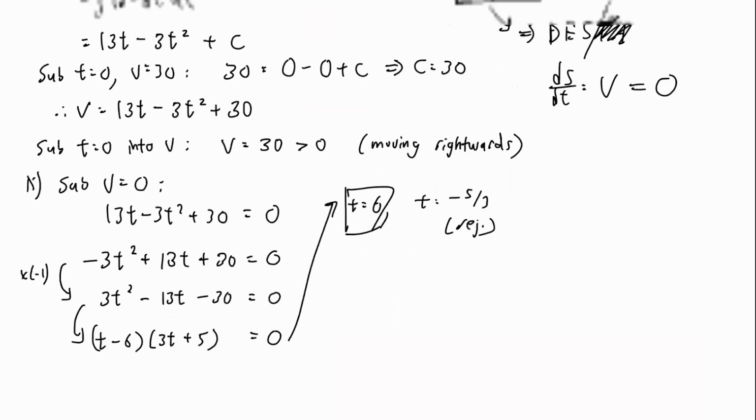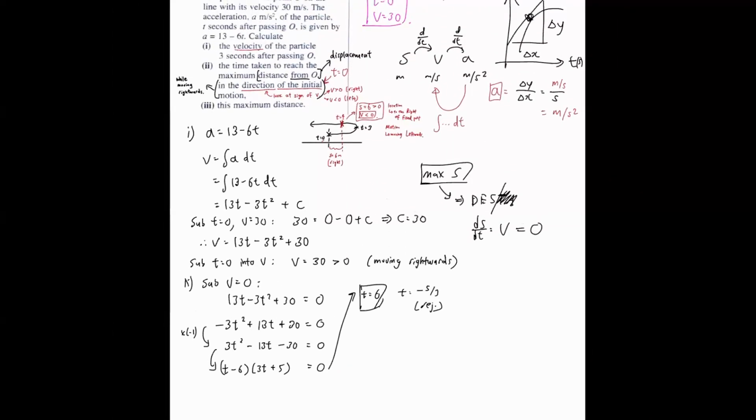So this is the t value when you have v equal to 0, the maximum point. So maximum displacement. What is the time taken? Answer is just 6. T equals 6 seconds. Actually, let me think. Yeah, that's it. That's t equals 6. There's no other way, because there's only one turning point. Okay.